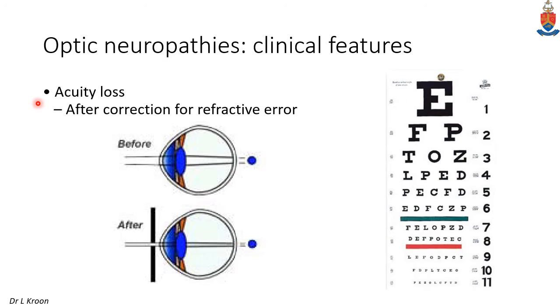So we are interested in visual acuity loss as a presentation of optic neuropathies after the correction of refractive error has been performed. So one has to make sure that either glasses are used or a pinhole is used to achieve the individual's best corrected visual acuity. And of course, we use the Snellen chart, ranging from 20/20 vision up until here where we've got 20/800 vision.